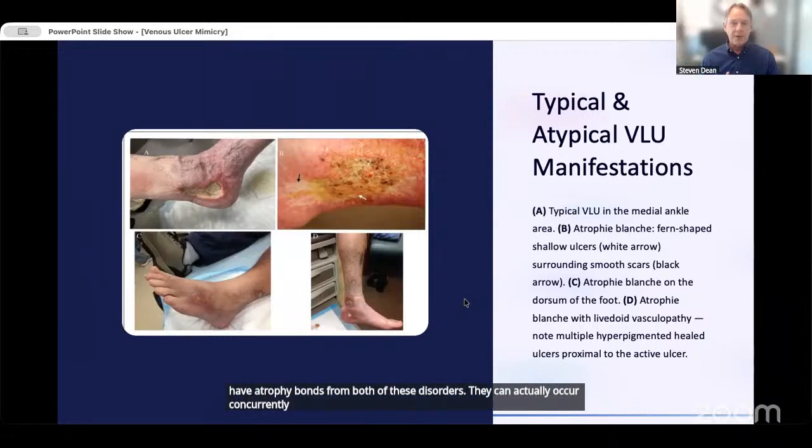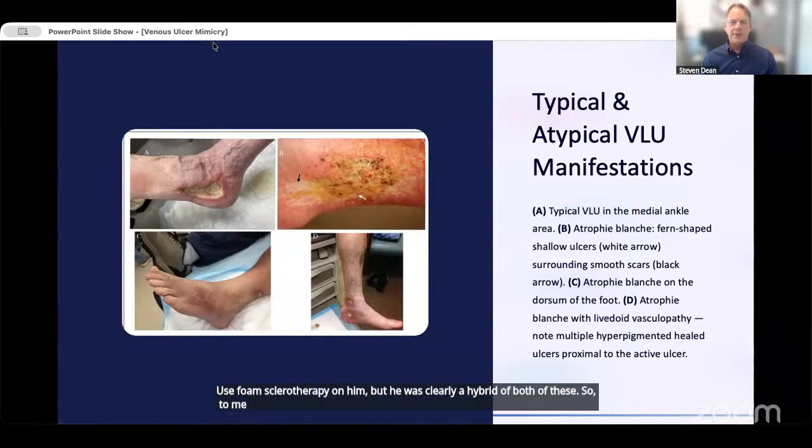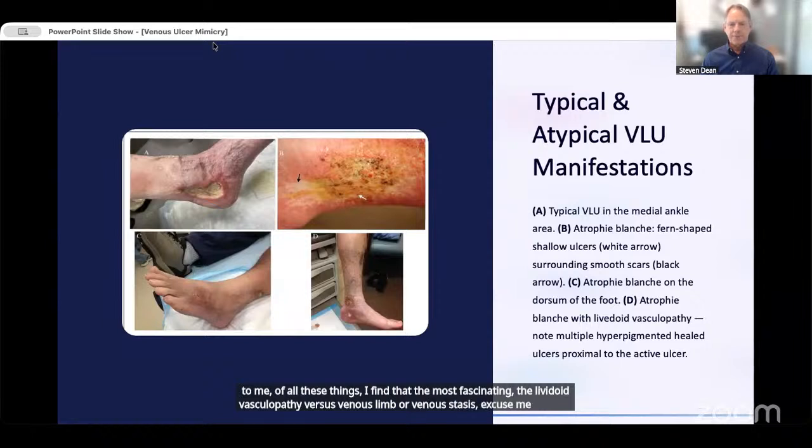It's a real nightmare. And Raghu and I actually shared one of these patients in the past, and even though we'd done all the right things from an anticoagulation standpoint, antiplatelet therapy, he didn't heal until Raghu actually worked his magic and used foam sclerotherapy on him. But he was clearly a hybrid of both of these. So to me, of all these things, I find that the most fascinating, the livedoid vasculopathy versus venous stasis atrophie blanche.